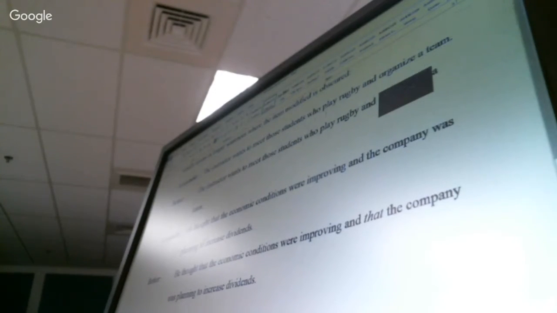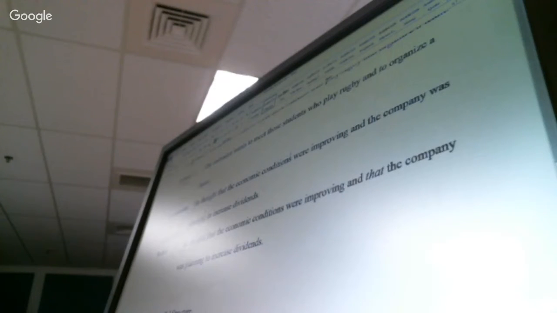If I want to put this responsibility on the students, then I'm going to say the instructor wants to meet those students who play rugby and who want to organize a team, right? And either one of those would be correct, except it changes the meaning. The locus of responsibility is either on the students or it's on the instructor. You need to figure that out. You need to make sure you're keeping it focused.